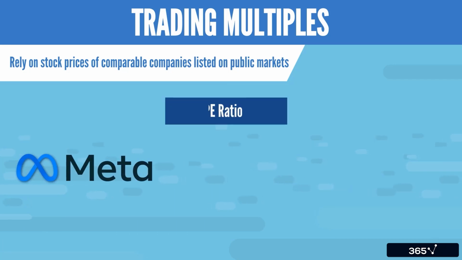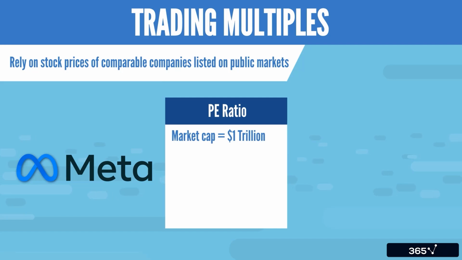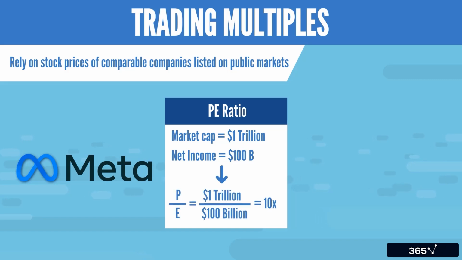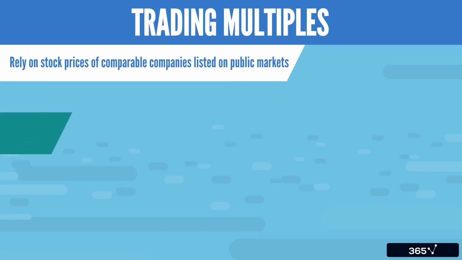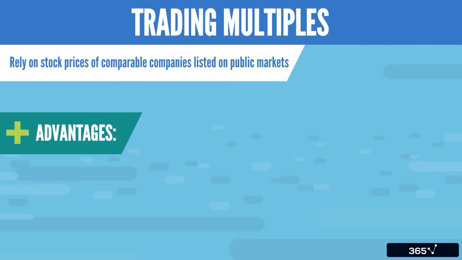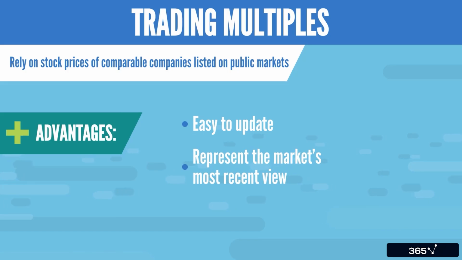Let's say we want to calculate Meta's PE ratio. If their latest market cap is equal to $1 trillion and Meta's net profit for the last fiscal year is $100 billion, then we can say that Meta has a price-earnings multiple of 10. Trading multiples have an important advantage. They are easy to update and represent the market's most recent view, a critical factor in a dynamic environment.